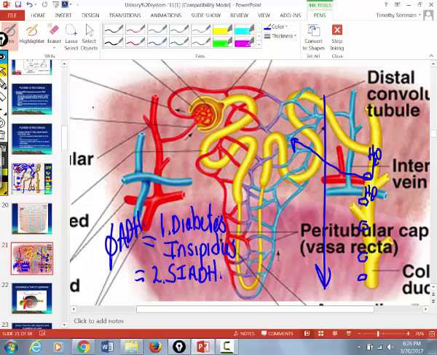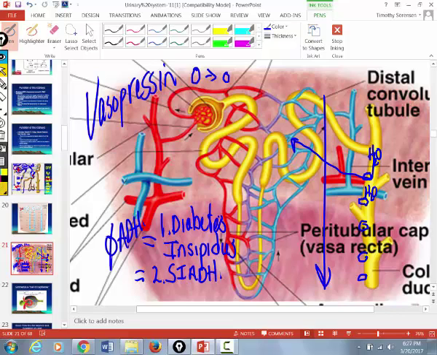The drug ADH is not called ADH. It's called vasopressin. So if you ever see vasopressin, that's ADH. And the reason it's called vasopressin, what does ADH do? It indirectly increases your blood pressure by reabsorbing water, right? That increases your blood volume. But it also causes some mild vasoconstriction too. Vasopressin.